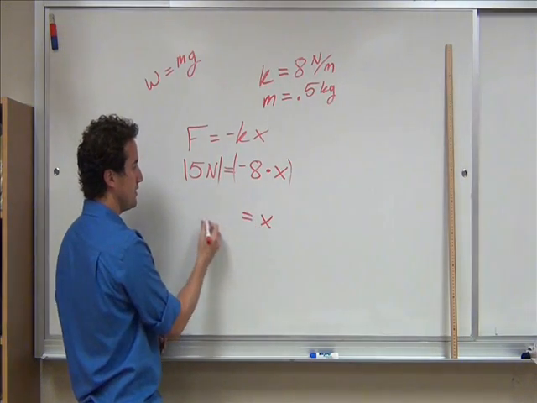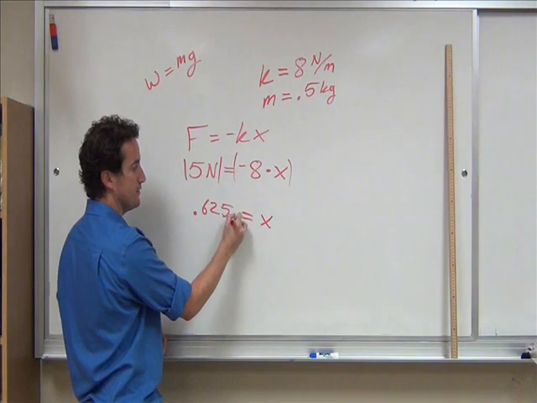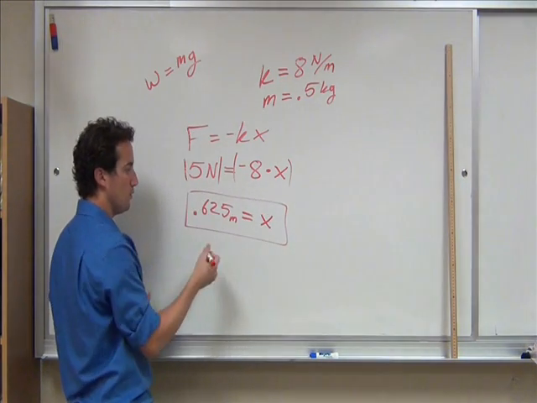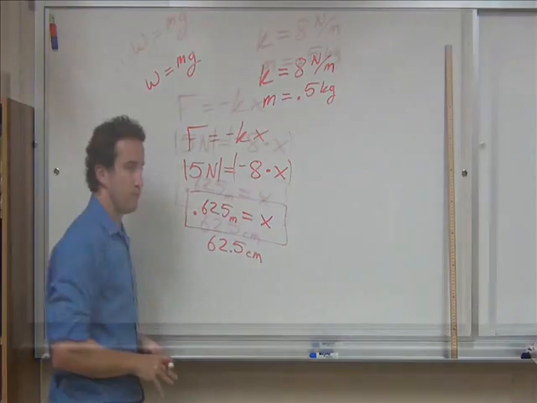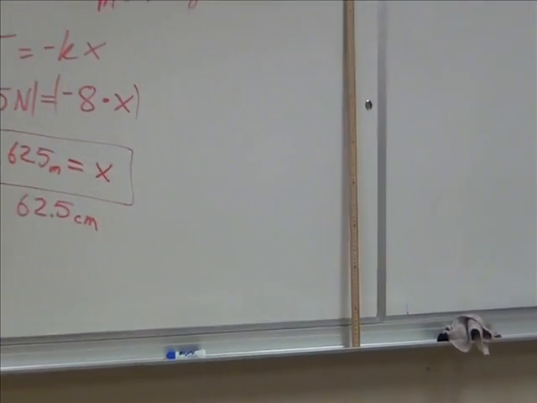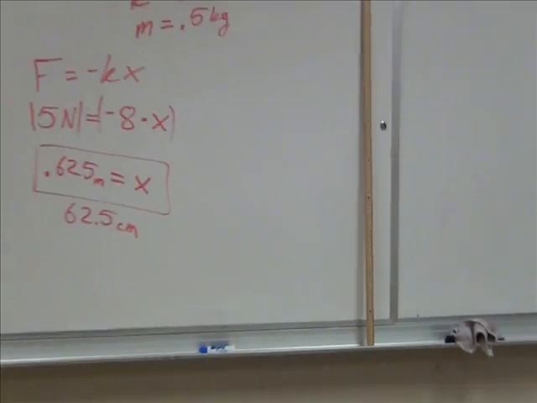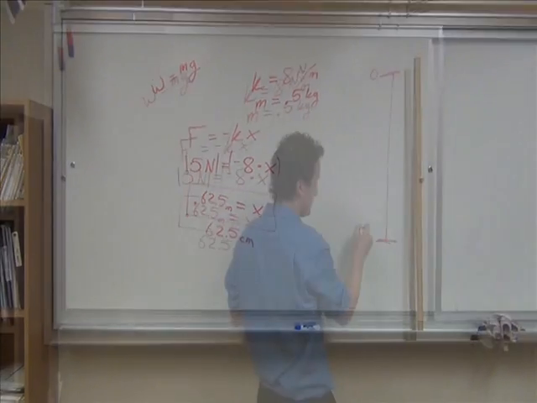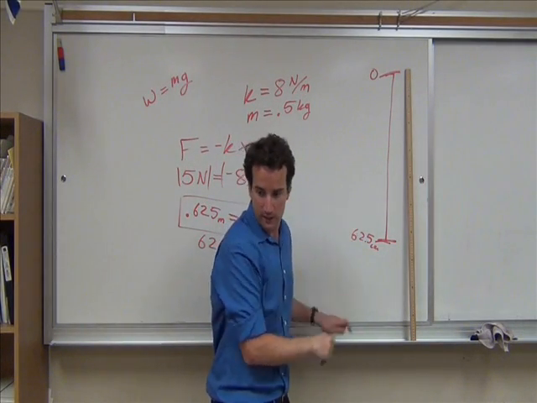Solving for x, you get 0.625 meters, or 62.5 centimeters. 62.5. Let's test it out.